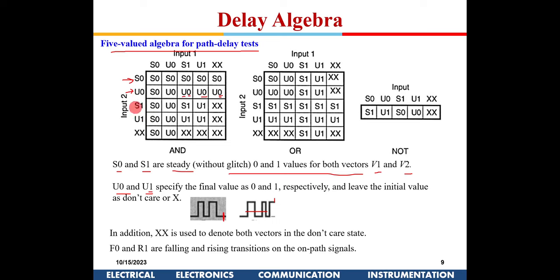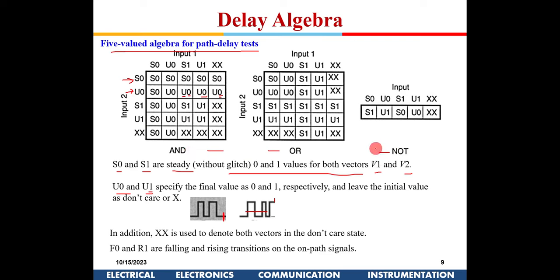Okay, so for S1 again here, S1 and S0 will give S0, S1 and U0 will give U0, right, because it is undefined initially, but finally it is going to 0, so 1 and 0 will give me 0, right? S1 and S1 will give me S1, S1 and U1 will give me U1, and S1 and don't care will give me don't care, okay, similarly for these two. So these are the truth tables now for AND, OR, and NOT, okay.